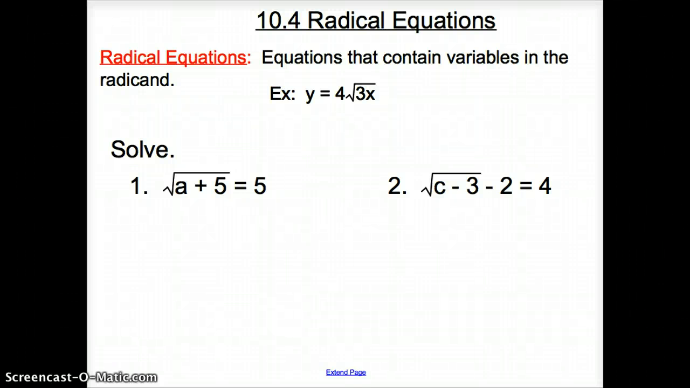Ladies and gentlemen, welcome to section 10.4 Radical Equations. We're going to start off with a vocab word right away, and our vocab word is radical equations. Radical equations are equations that contain variables in the radicand.